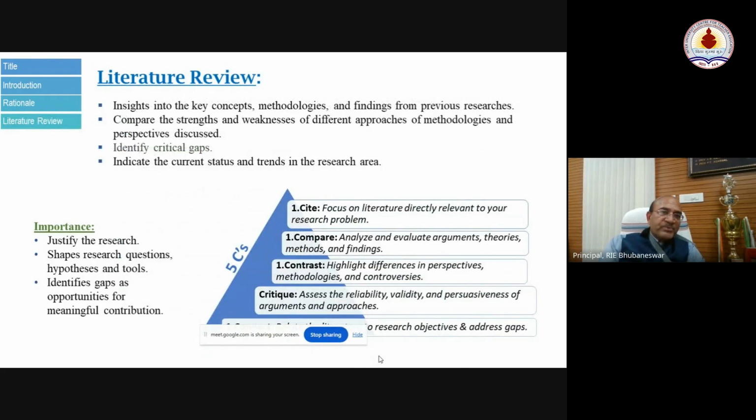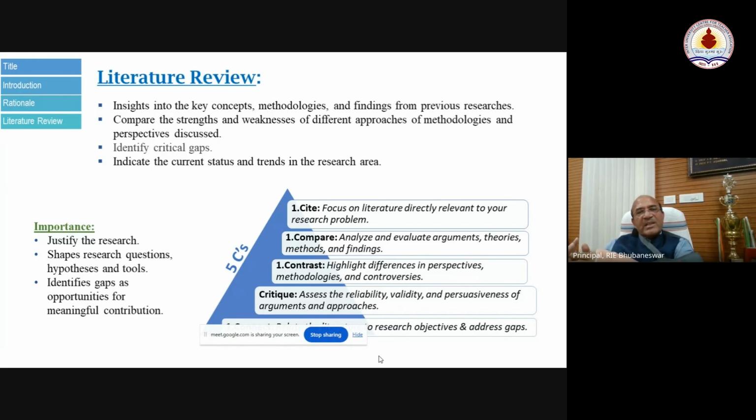So the literature review gives insight into the key concepts and methodologies, because whenever a researcher will be reviewing literature, the review will be done in different dimensions, keeping in mind what the key concepts are, what methodology is being used by the researcher, and what the findings are. So previous researches are very important to give us clues.